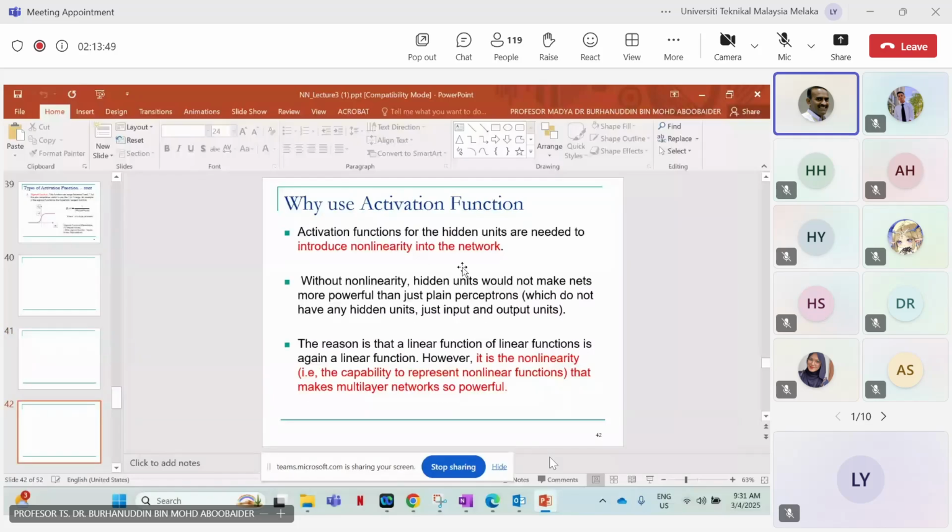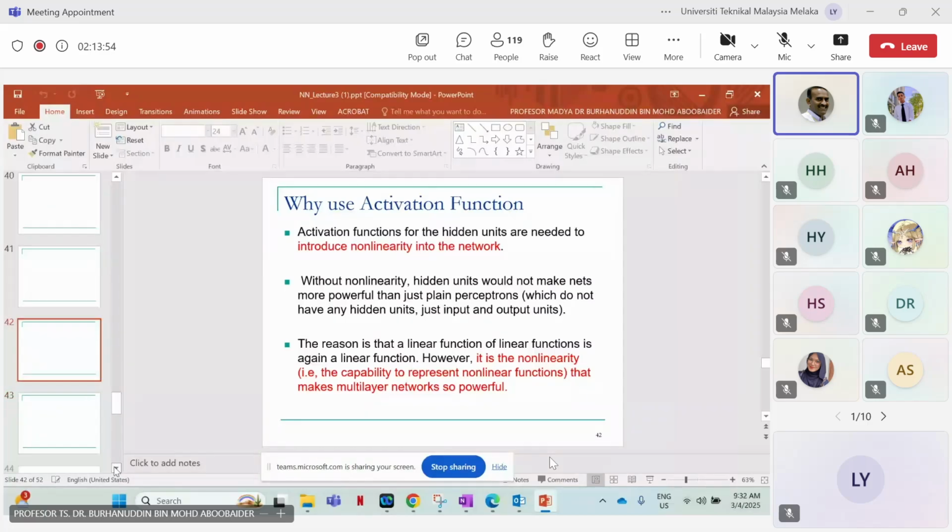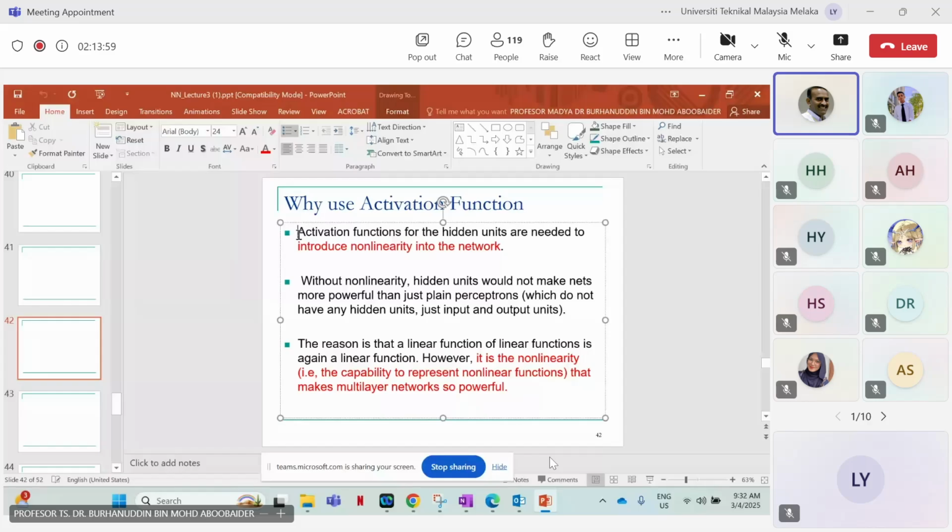And then why do we use an activation function? Basically, because we have many hidden units, we need nonlinearity in the network. Without nonlinearity, hidden units would not make nets more powerful than just a plain perceptron. We learn about the perceptron later, don't worry. The reason is that a linear function of a linear function is again a linear function. However, it's the nonlinearity, the capability to represent nonlinear functions, that makes a multi-layer network so powerful.